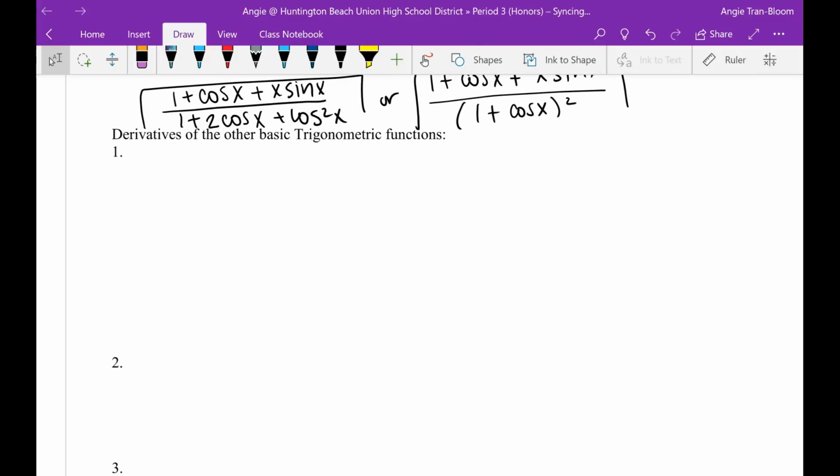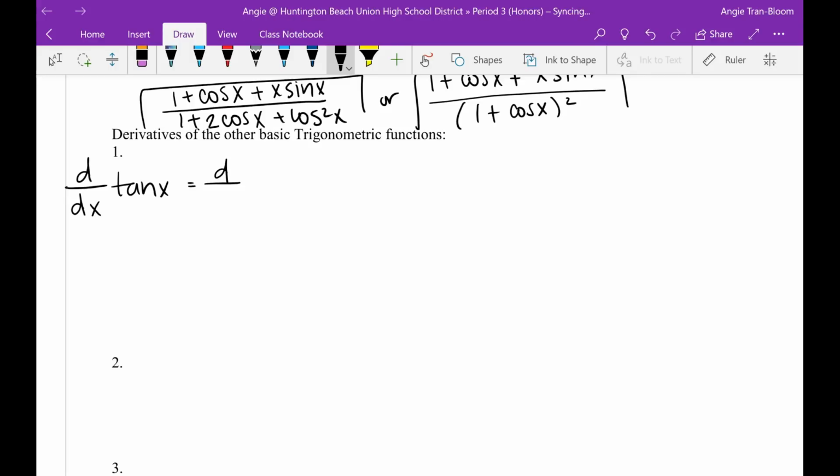Now this one, we are going to start with derivatives of other basic trigonometric functions. I'm going to give you the rest of them because there are 6 trig functions altogether. I'm going to prove one of them, which is the first one right here, the derivative of tangent. Some of them I'm not going to prove. Maybe I'll ask it on a homework or maybe on an exam. So the derivative of tangent, let's prove this really quickly.